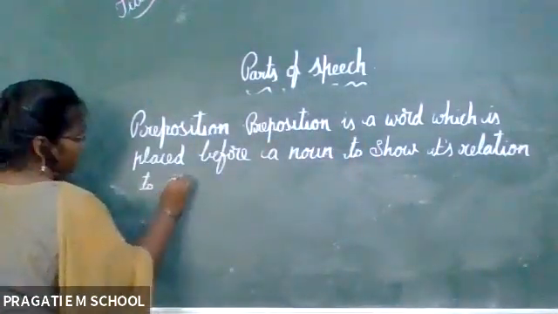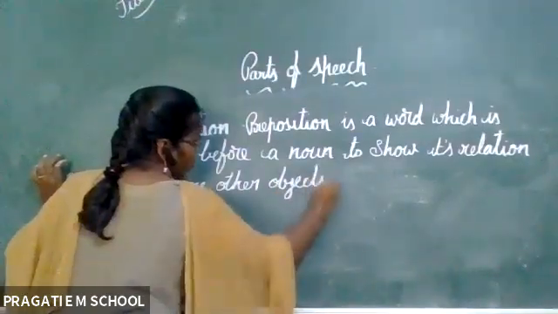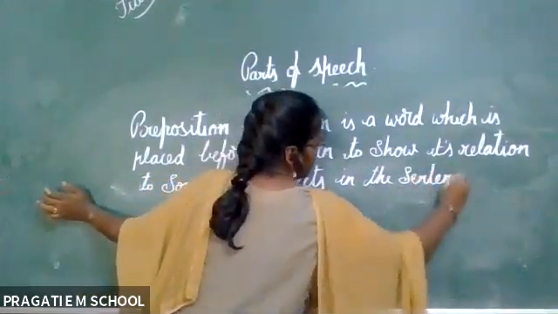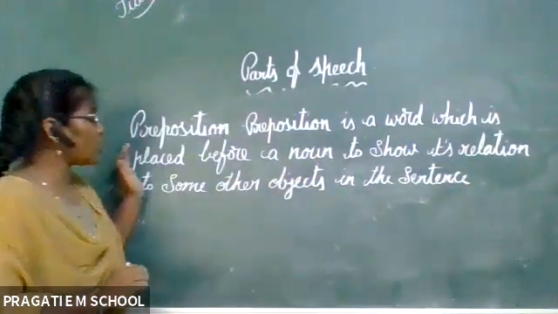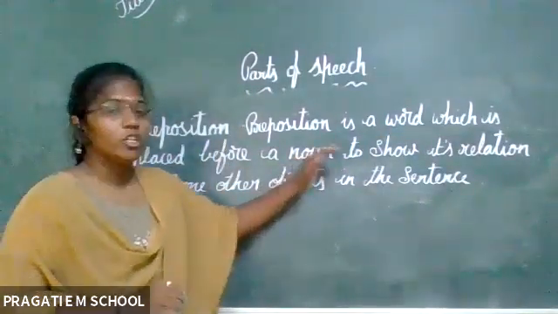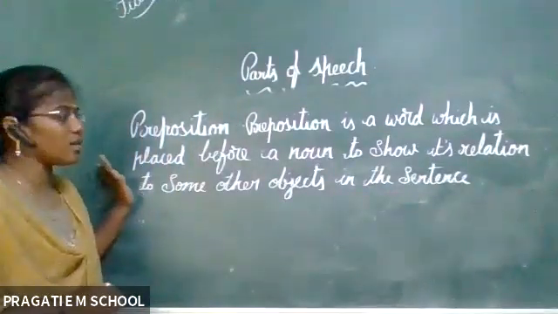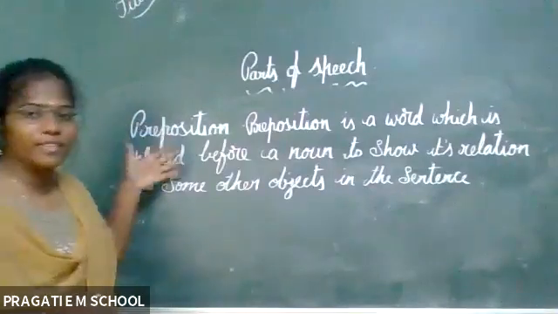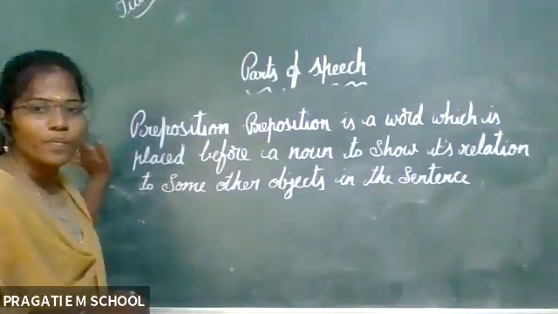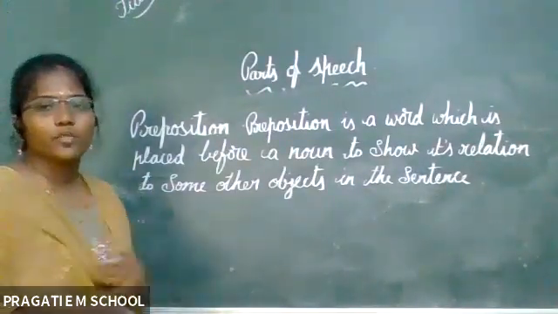Relation to some other objects in the sentence. Read the definition along with me. Preposition is a word which is placed before a noun to show its relation to some other objects in the sentence. Just write the definition. I'll explain the examples. Make a note of the definition once. Read the definition.